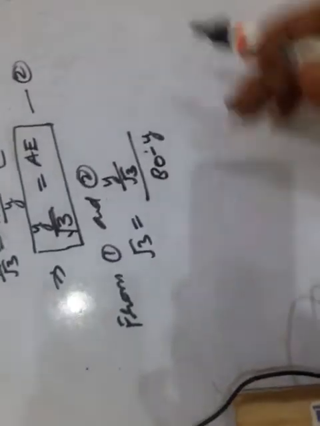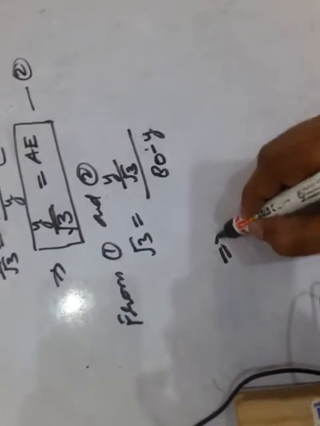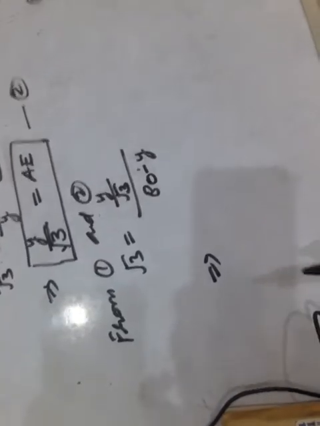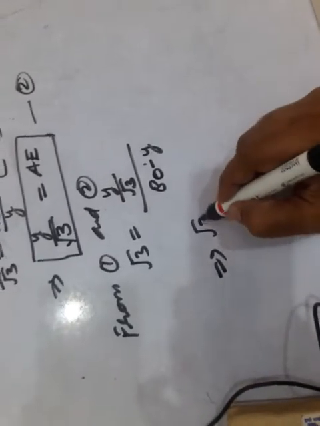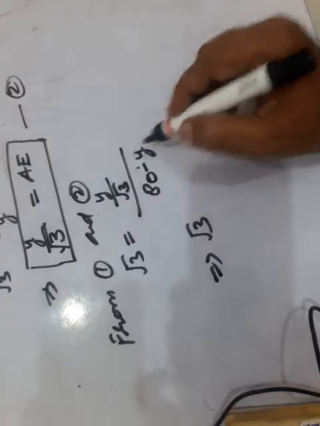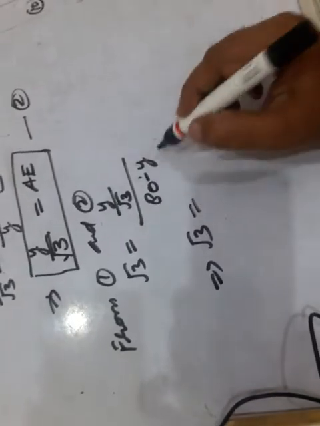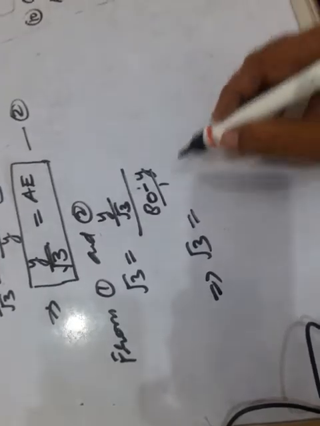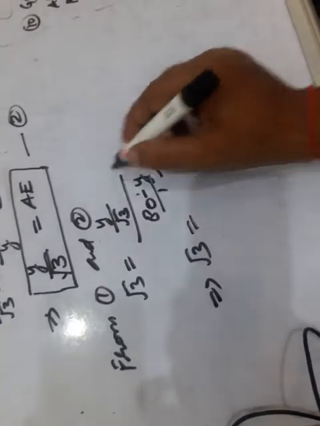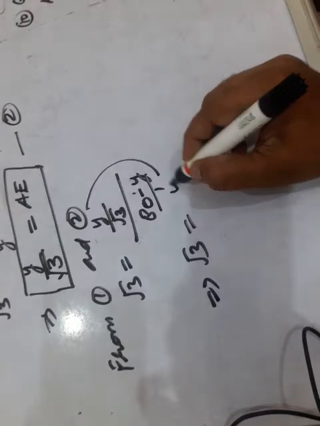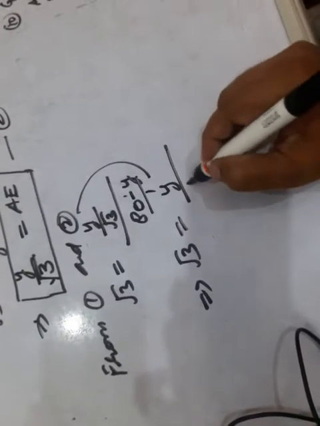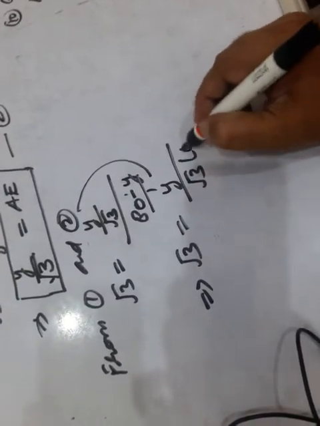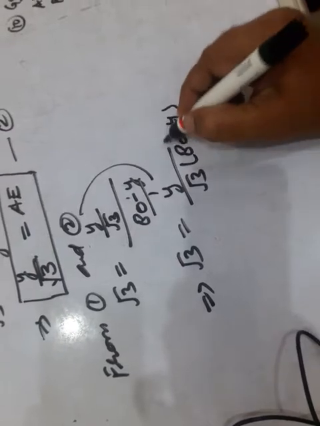Okay, children. Now let us see. This implies that this is 80 minus y. This is root 3 equal to 80 minus y upon 1, that is, y upon root 3 into 80 minus y.